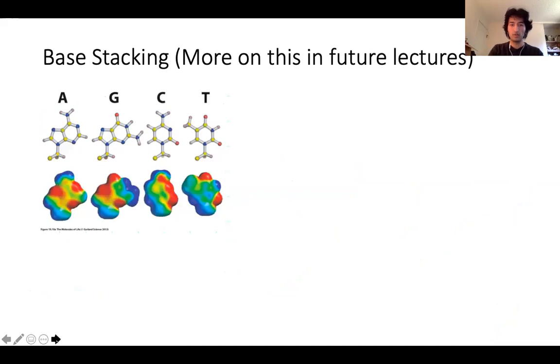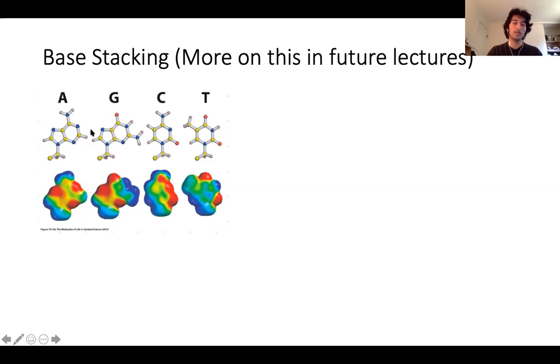Okay, so now I'll move on to base stacking, which is one of the most significant forces in driving the stability of the DNA double helix formation. Here are maps of the electron densities of all the DNA bases. As you can see, these DNA bases have regions of both low and high electron density, which contributes to the character of being polarizable.